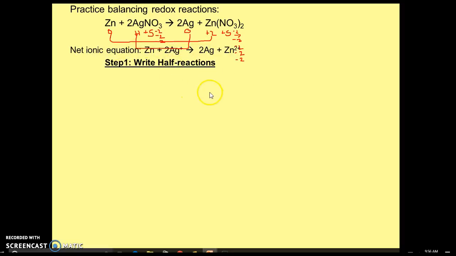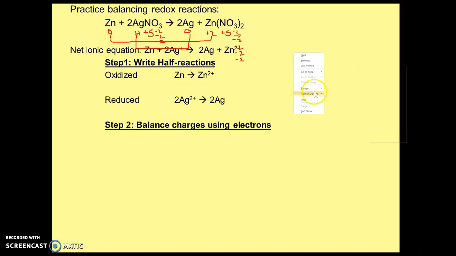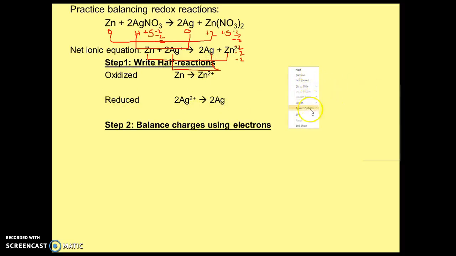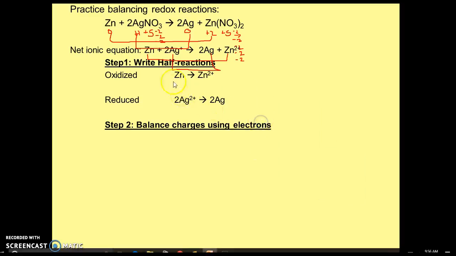First we have to write our half reactions. Oxidized, we see that zinc is going from zinc to zinc 2 plus, and we can pull that from right here. Silver is going from +1 to 0. So here's our oxidized because the number is going up, reduced because the number is going down. And I made sure that I balanced my equation, so we had 2 here and 2 here.